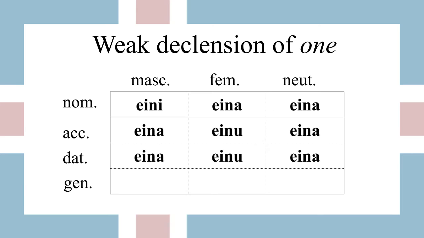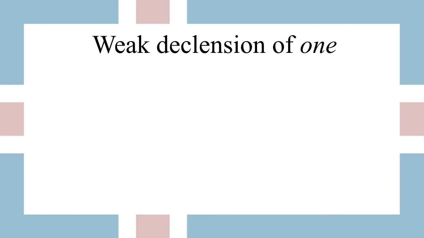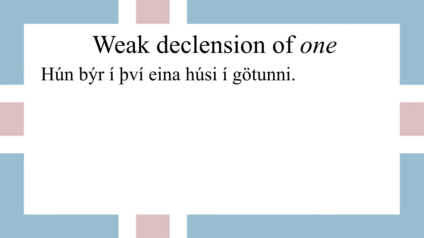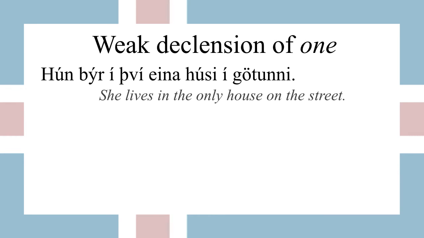It's much simpler, I guess, than the strong declension that we've already looked at. You can see that most of the forms look the same based on gender, except for the nominative forms, which are different than the other ones. And let's look at just a couple examples so you can see what I mean. Hún býr í því eina húsi í götunni. This means she lives in the only house on the street.